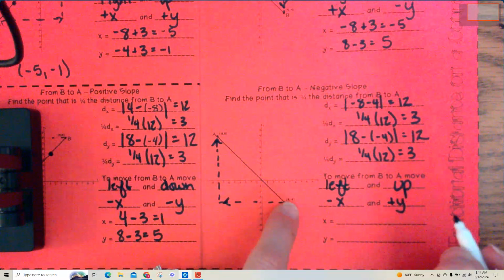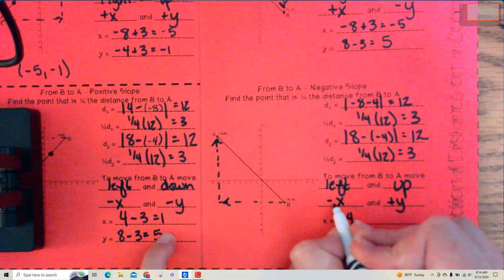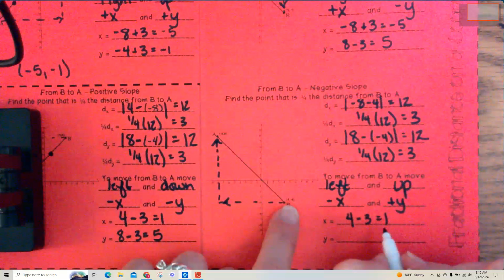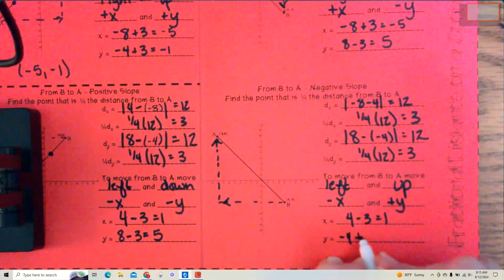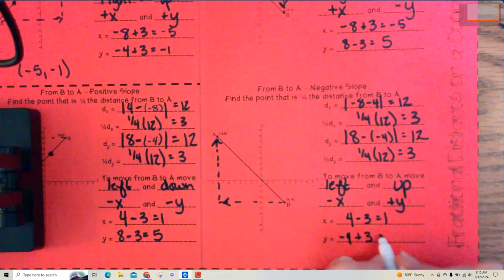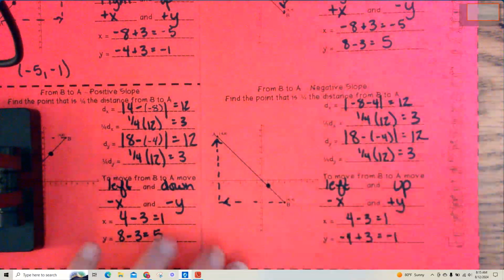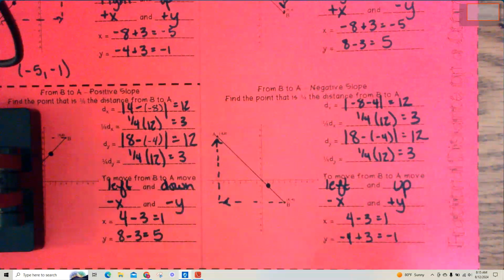Again, we're starting at B, so we use these two coordinates. So my x coordinate is a 4, going left, so I'm going to subtract the x distance. The y is a negative 4, but we're going up, so we're going to add the y distance. So 1, negative 1, that's a fourth of the distance if I'm traveling from B to A.